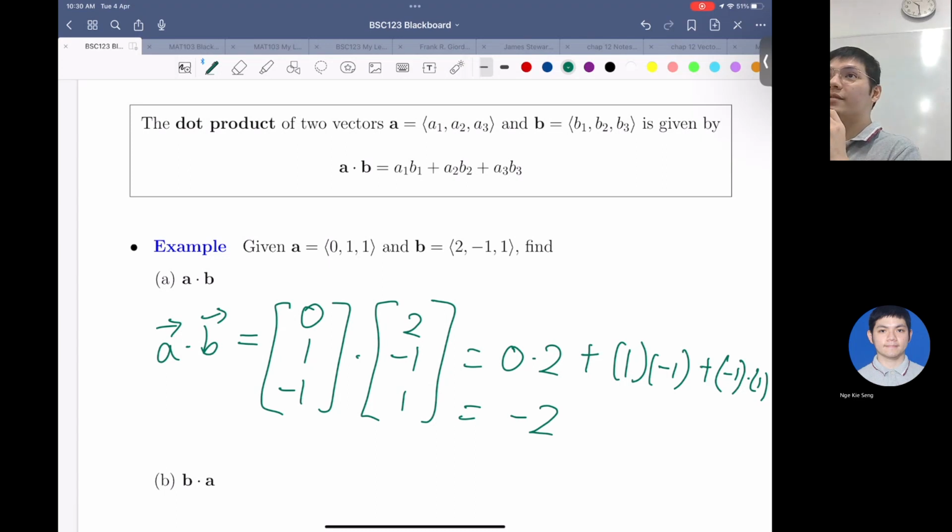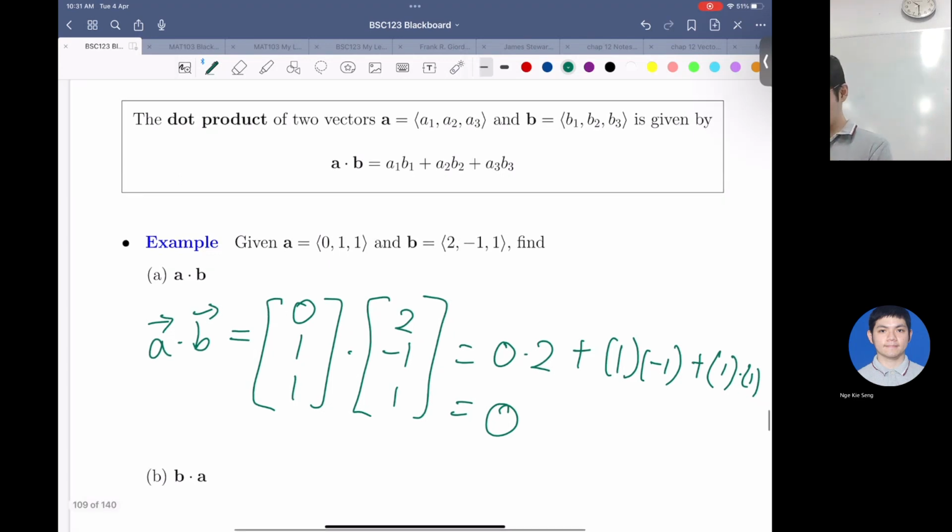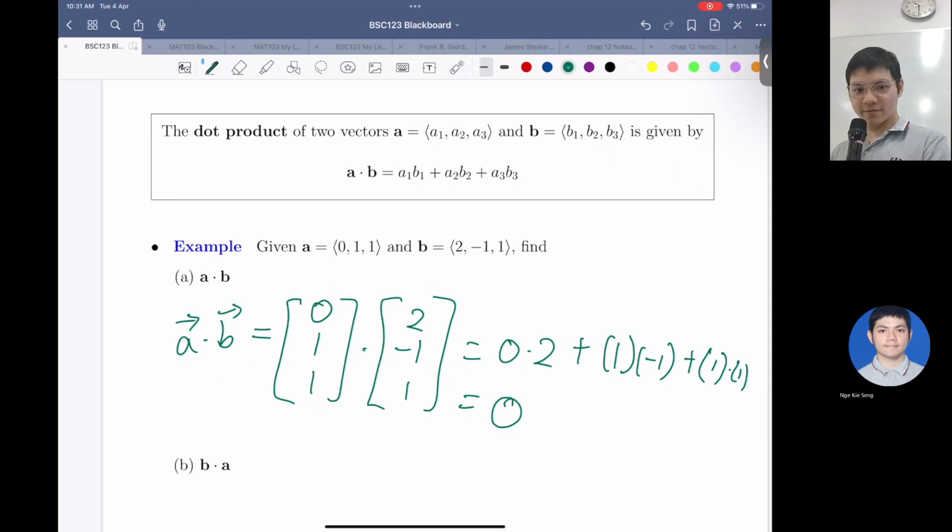So far okay? Wrong answer. Oh, I copied the wrong question. So this one, (0, 1, 1) dot (2, -1, 1), is 0. So this means these two vectors are orthogonal to each other. They form 90 degrees. Later we'll come back to this again. Don't worry, we're just doing revision.